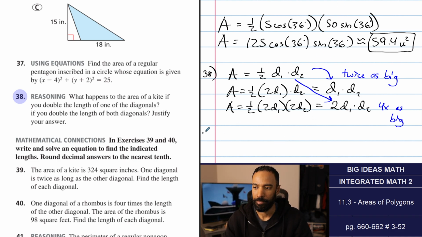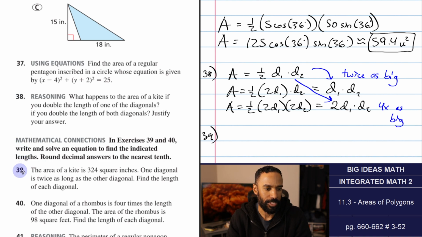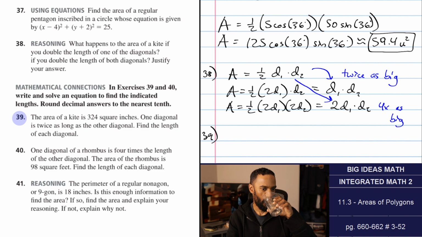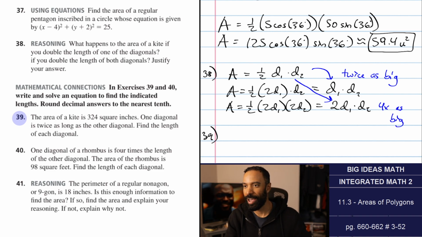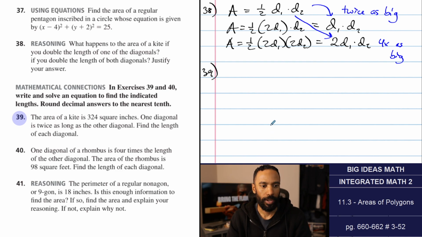Number 39. In exercises 39 and 40, write and solve an equation to find the indicated lengths, round decimal answers to the nearest tenth. The area of a kite is 324 square inches. One diagonal is twice as long as the other diagonal. Find the length of each diagonal.